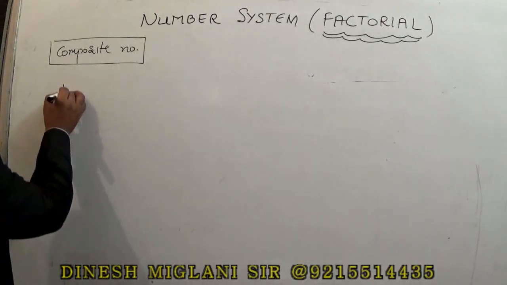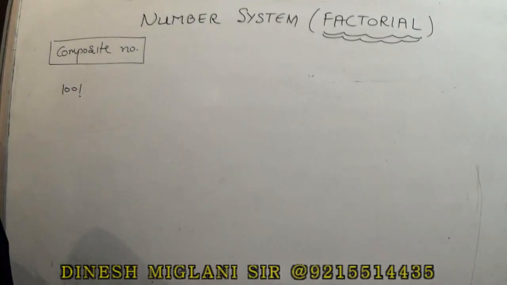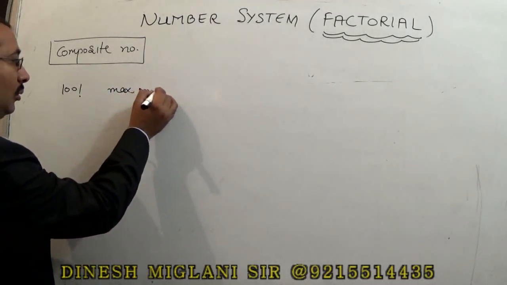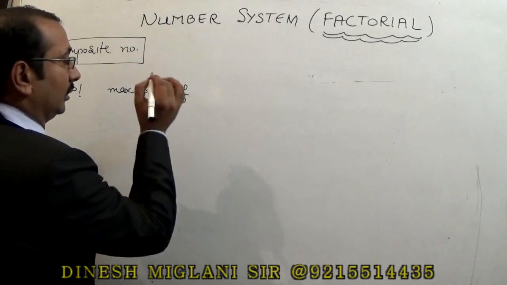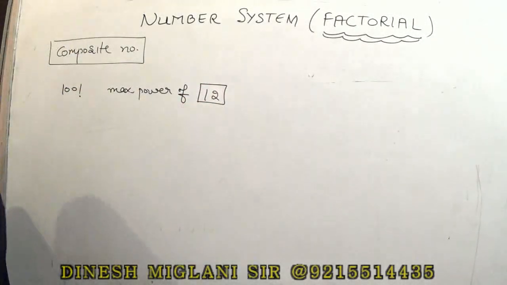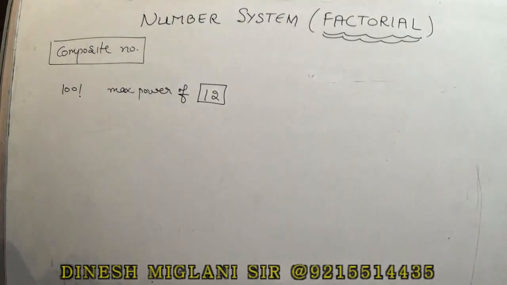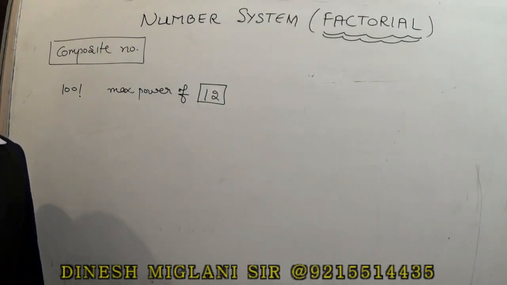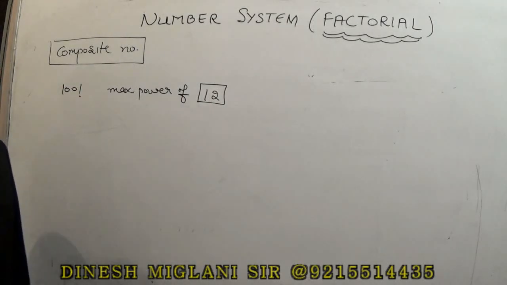Suppose one number is given as 100 factorial and I have to find what is the maximum power of, we start one by one, 12, that divides 100 factorial exactly. The question is, a number is given as 100 factorial and we are supposed to find out what is the maximum power of 12 that divides 100 factorial exactly? First step, 12 is a composite number. It means the method that we have applied earlier, that cannot be applied directly.